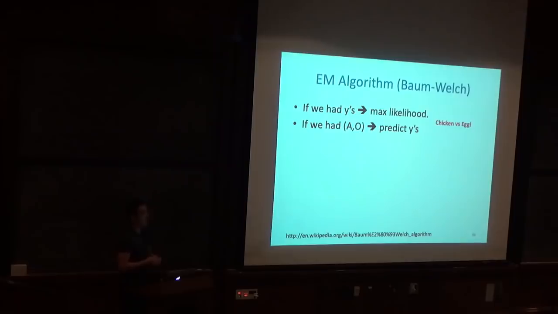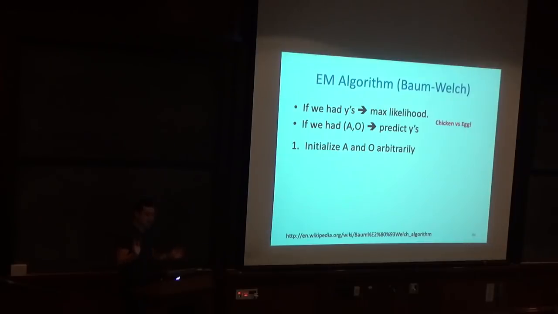So now let's go over the how. The most common algorithm for fitting generative models in an unsupervised way, where some of the variables are not observed, is an algorithm called the EM algorithm. If we had the Ys, so if we observed everything that was latent or not observed in the training set, then everything reduces to maximum likelihood, like in the supervised learning case. The problem is we don't have the Ys. If we had the model parameters, we could predict the Ys. We could actually compute the probabilities of observing these Ys. So we have this chicken and egg problem.